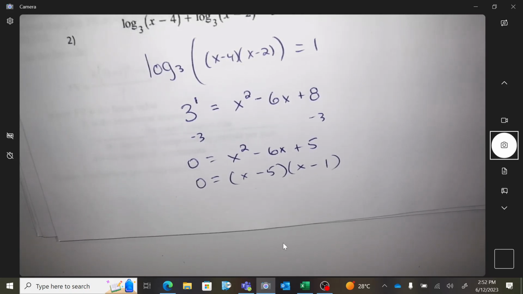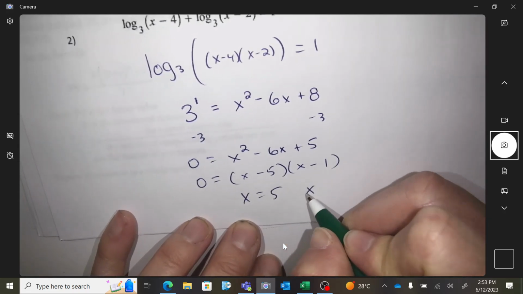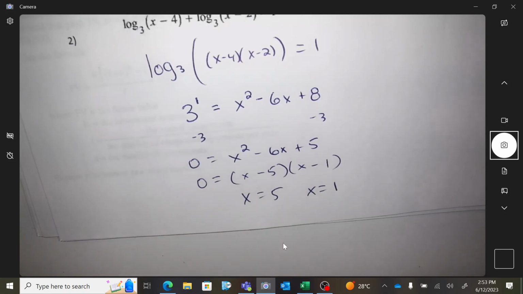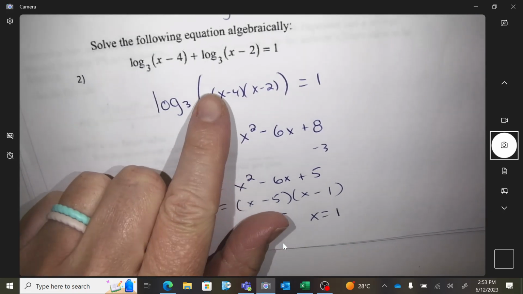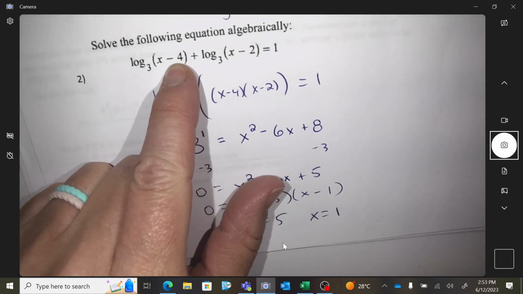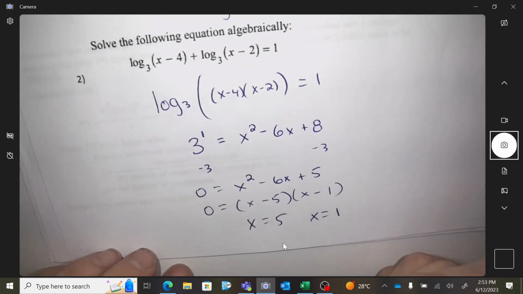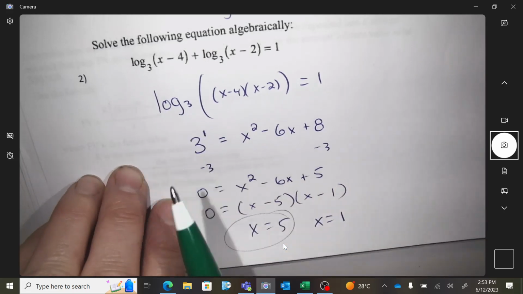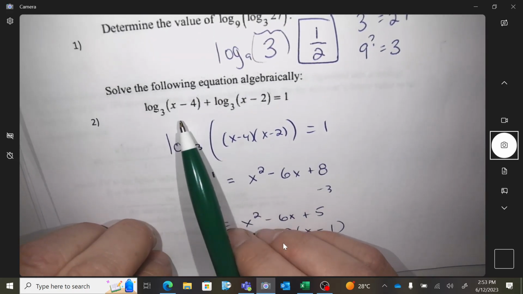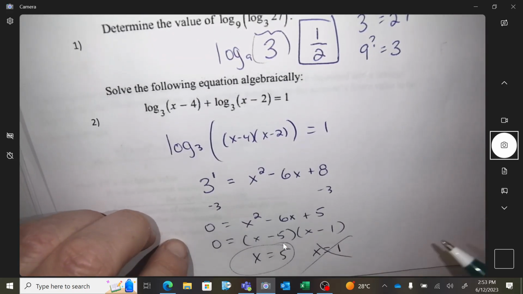If there's factoring, so x equals 5, x equals 1. Instant control. So with log equations, your numbers you have to check here. Is 5 okay? Yes, because 5 minus 4 is positive, 5 minus 2. Is 1 okay? No. 1 minus 4 is negative. That's out.